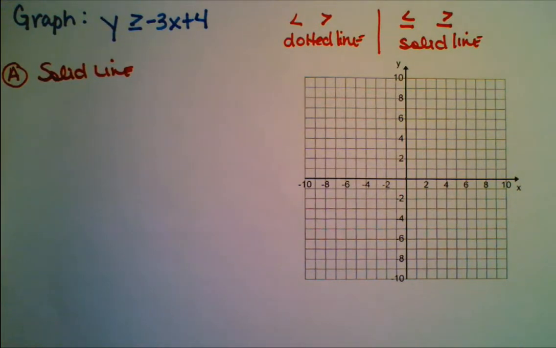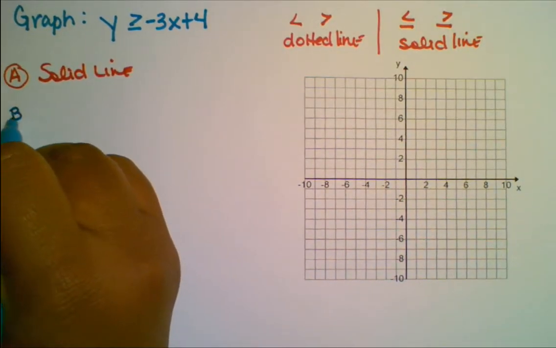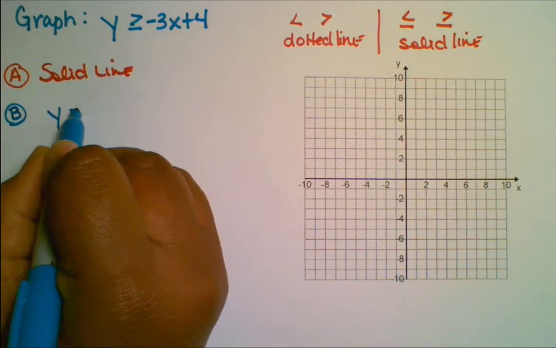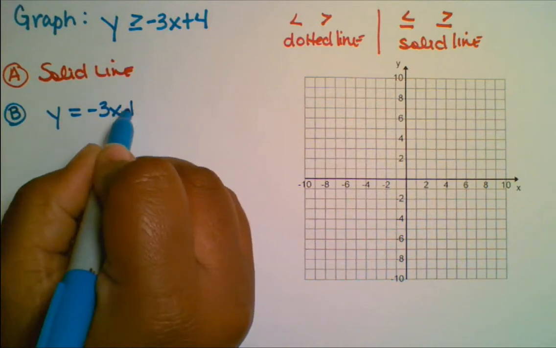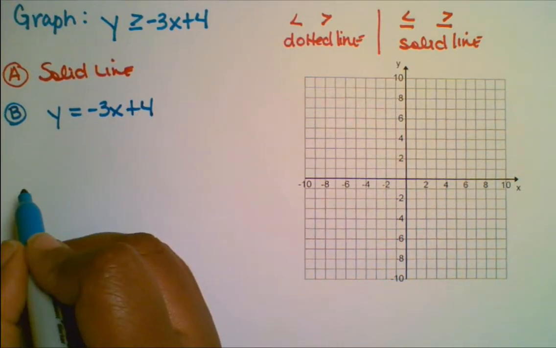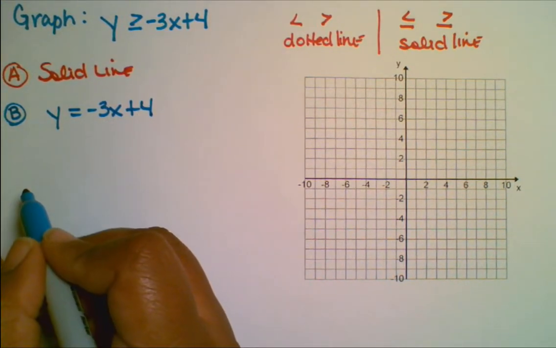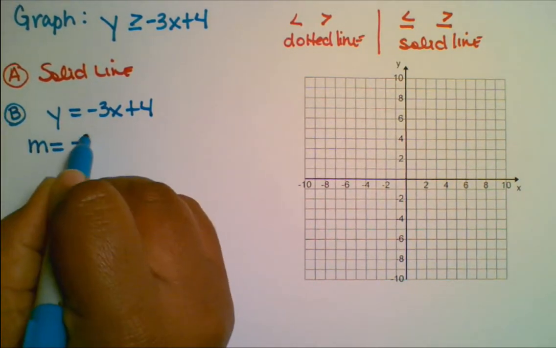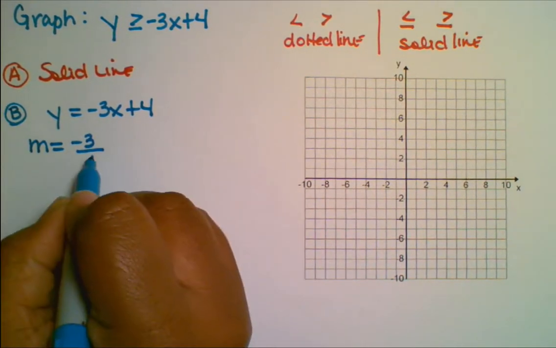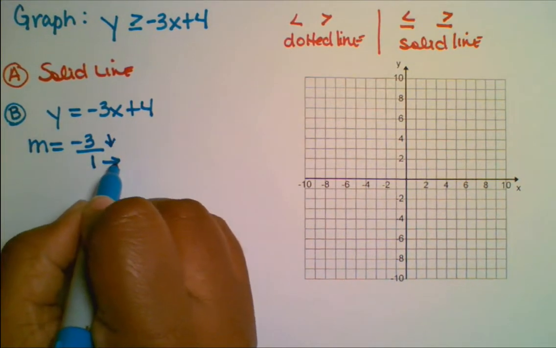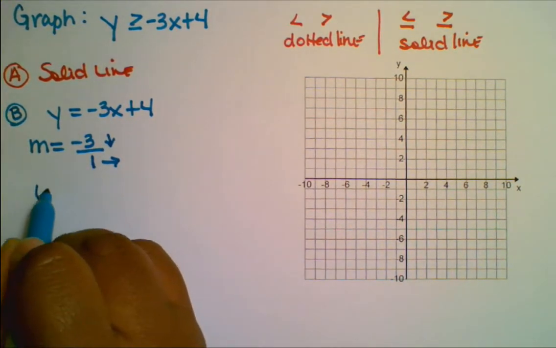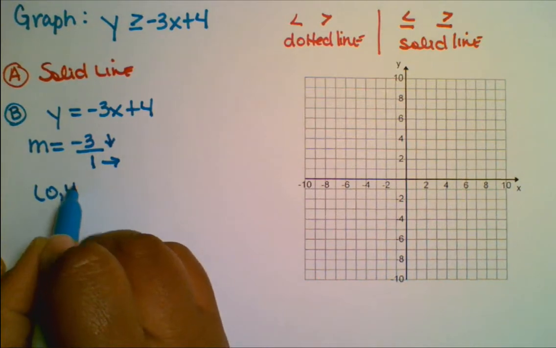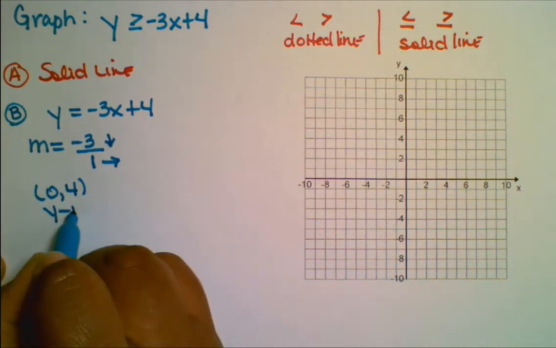Well, it's going to be a solid line. Okay, next we're going to graph the equation of y is equal to negative 3x plus 4. Now this is already in slope-intercept form for us, which is great. So all we have to do is identify the slope, which is negative 3 over 1. We're going to rise 3 units and run 1, and identify the y-intercept, which is 0, 4.